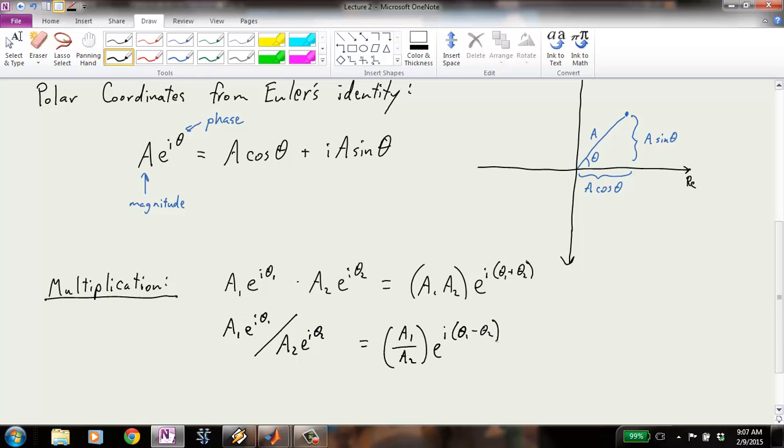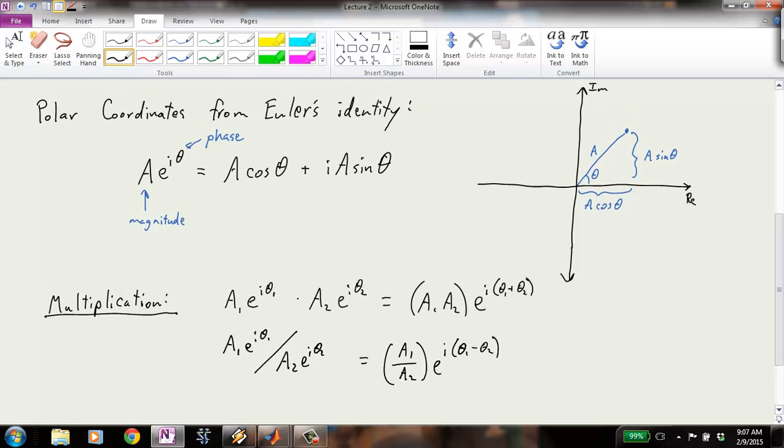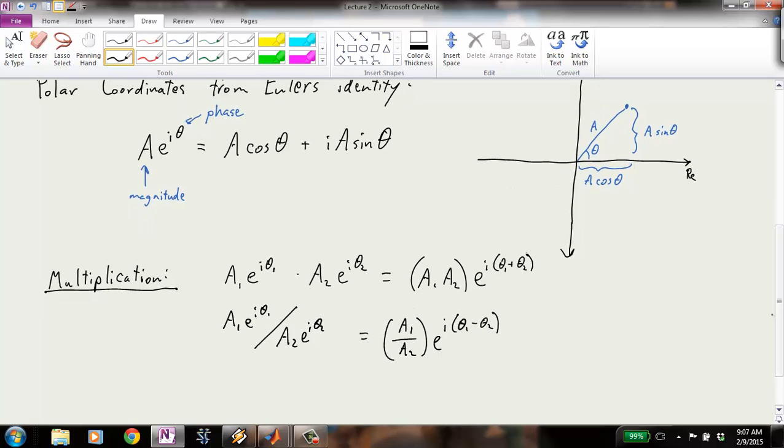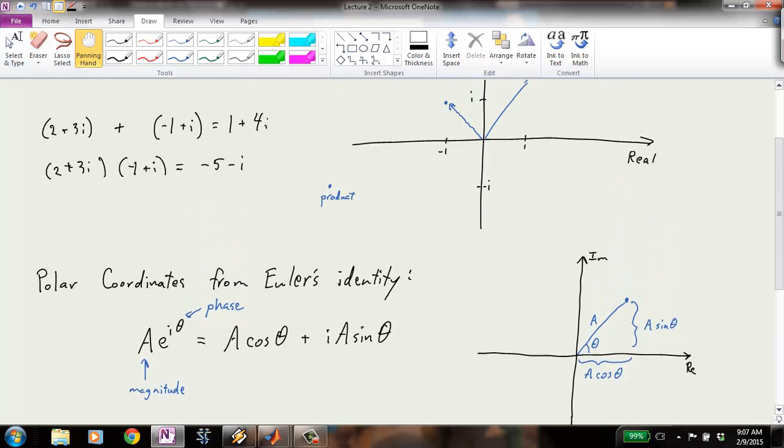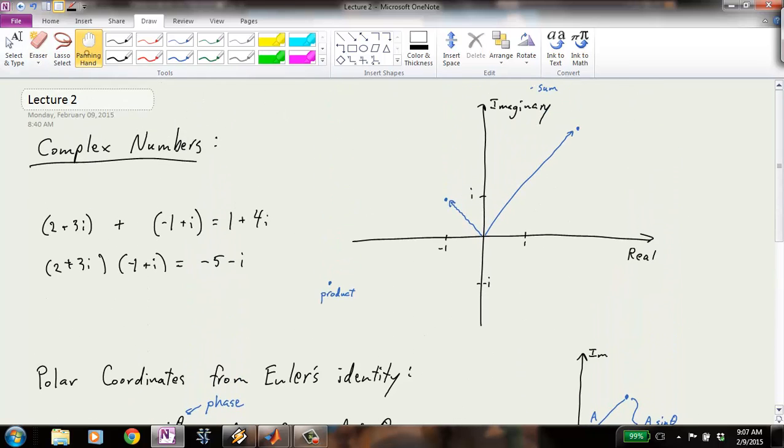That's easier in rectangular coordinates, in the original coordinate system we were looking at. So they have their advantages and disadvantages, but we're often going to be interested in multiplying, so this will be a very useful representation. If we go back up to our example here, now we know how to interpret both of these things. The sum was just the sum of these vectors. The product we can think of by considering the angles.